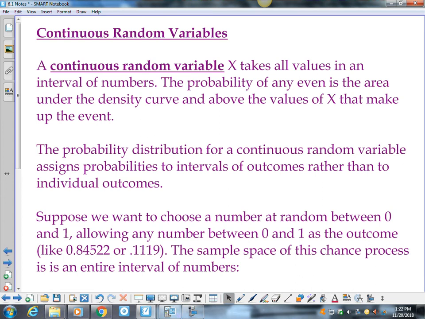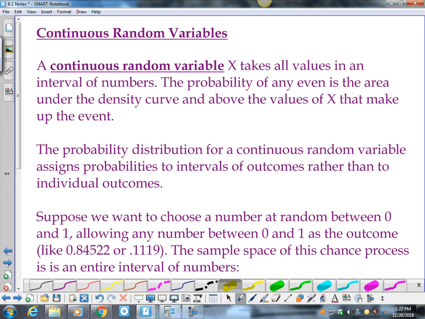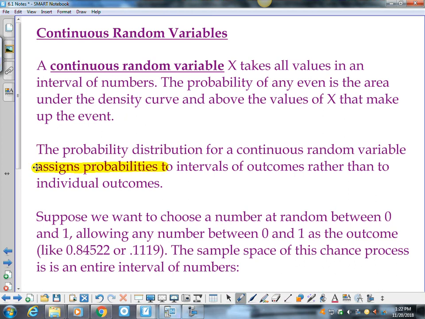The probability distribution for a continuous random variable assigns probabilities to intervals of outcomes rather than to individual outcomes. Guys, that's a great sentence. I need you tuned in. I feel like some of you are just kind of sitting here. Assigns probabilities to intervals of outcomes versus individual outcomes.